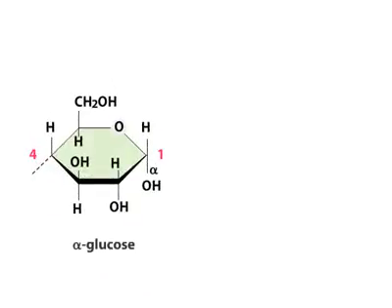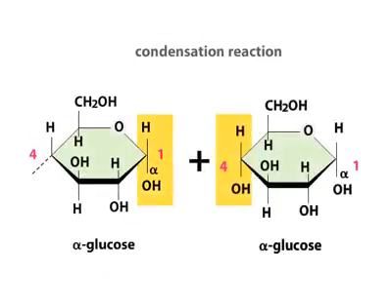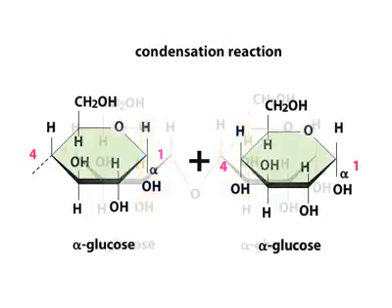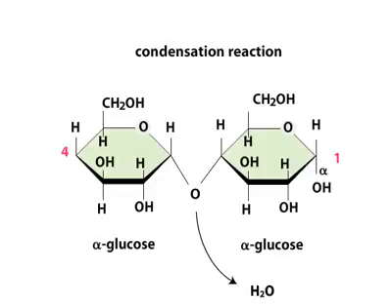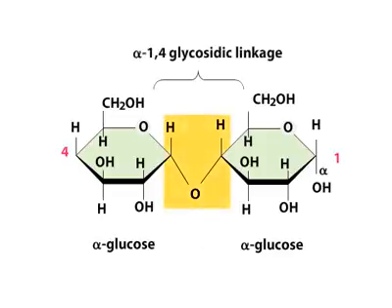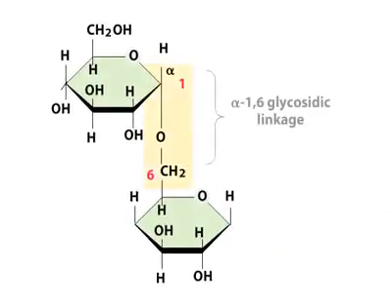Glucose molecules can be added to starch by a condensation reaction. In condensation reactions, 2 molecules covalently bond to each other and release a water molecule. Here, the bond forms between the first carbon of one glucose and the fourth of the other, creating an alpha-1,4-glycosidic linkage. Branching of new chains can also occur between carbons 1 and 6.